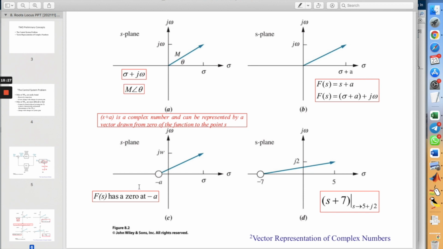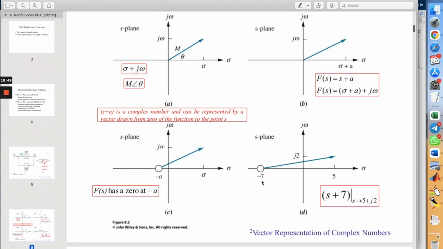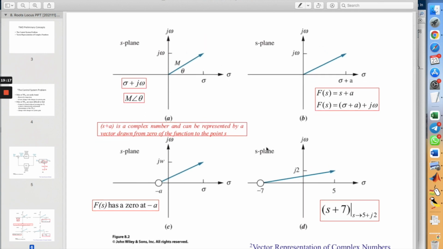Here, if we put a zero at negative a, we can just represent the complex number by drawing the magnitude and the angle from this zero location. Then if we put some values in this example, let's say we have a zero at negative 7, s plus 7, where our s is approaching 5 plus j2 over here. This is how we represent the complex number on the S-plane.